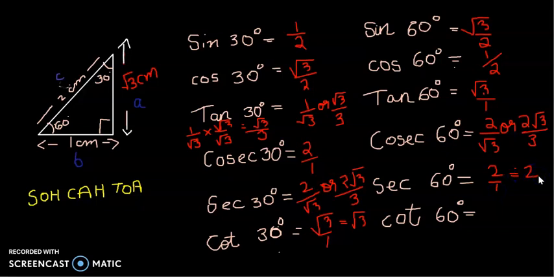And cot 60 is the inverse of tan 60. So it is 1 over root 3. Here again you can rationalize the denominator by multiplying both numerator and denominator by root 3. So 1 times root 3 is root 3, and root 3 times root 3 is 3. So cot 60 you can write as 1 over root 3 or root 3 by 3.